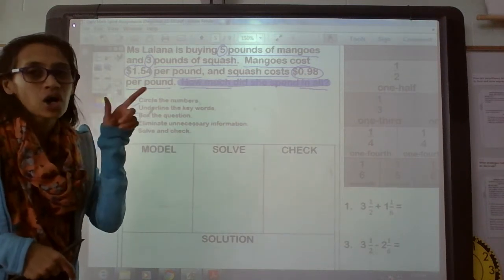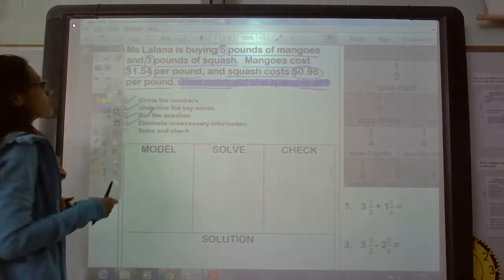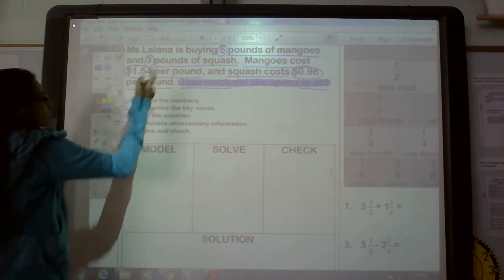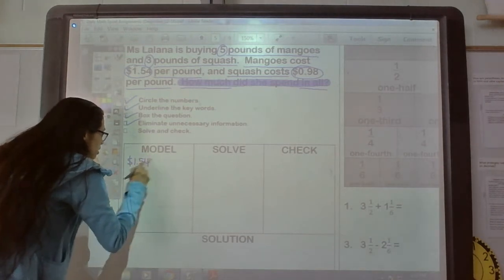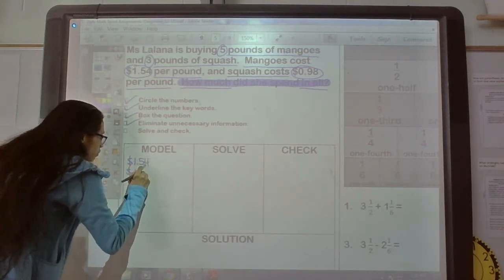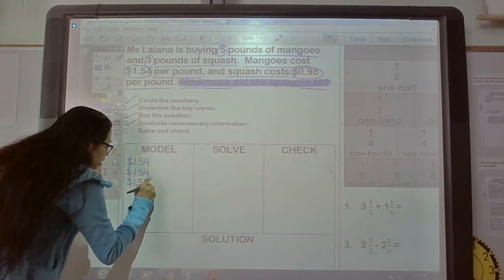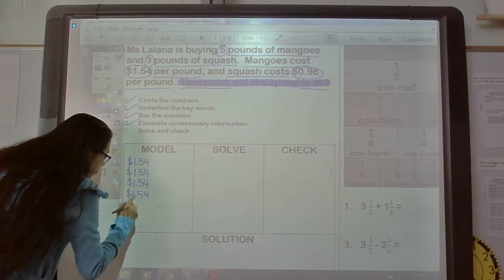I'm not an expert at drawing, but I'll do my best. I'll go ahead and draw circles, maybe ovals, and label each one $1.54. And how many of those do I need? I need 5. All right, so $1.54, $1.54, $1.54. How many do I need? I need it 5 times.